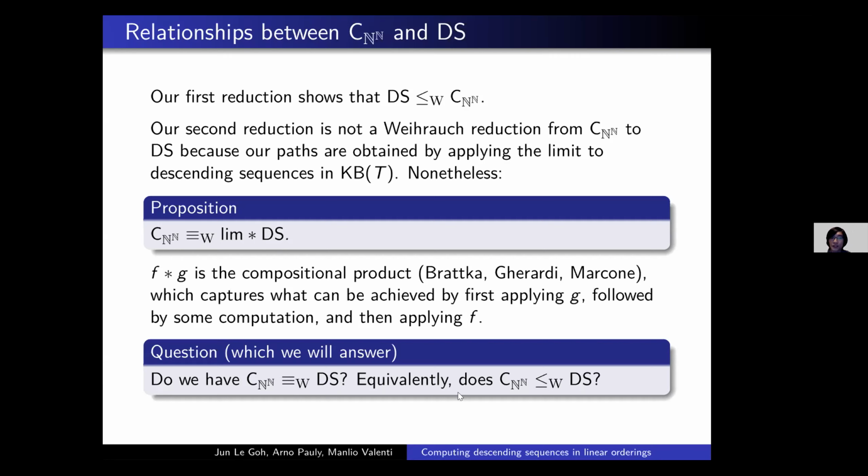And equivalently, because we already know that there is a reduction in one direction, really the question is, does choice on Baire space reduce to DS? So this is the main question, the motivating question of this talk, and we will answer it on the next slide.